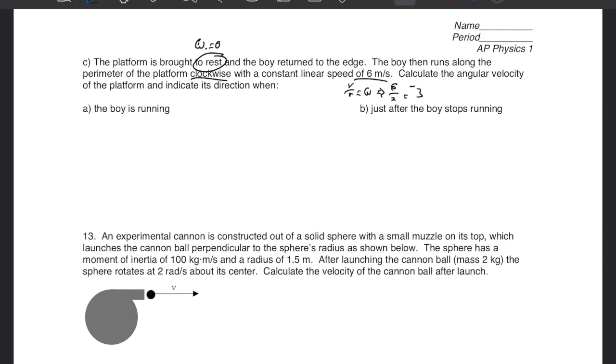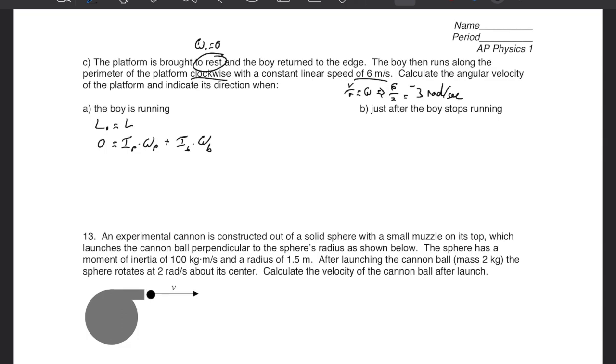So let's put the boy's speed in terms of omega, which would be 3 radians per second, because we're going to take his linear speed and divide by the radius. And I'm going to call it -3 because he's moving in a negative direction, clockwise. The boy is running, so let's just say that the initial angular momentum is equal to the final angular momentum. If the system was brought to a rest, the initial angular momentum is equal to the final angular momentum, so 0 is equal to the I of the P times omega of the P, plus the I of the B times the omega of the B.